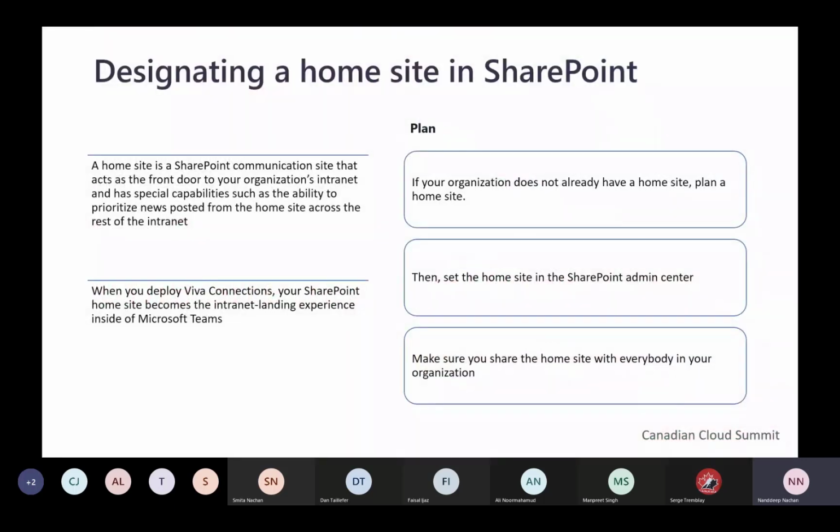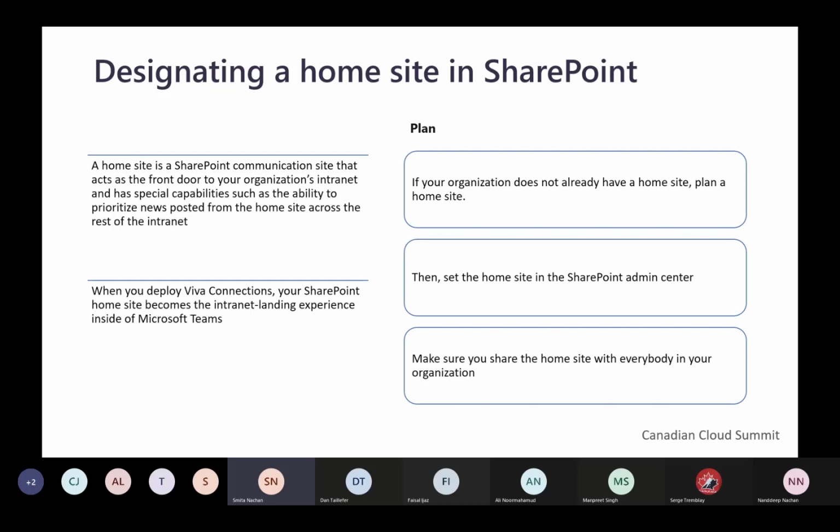Whenever you are setting up the home site, there are a few points to consider. A home site is a SharePoint communication site that acts as a front door to your organization intranet and has special capabilities, such as the ability to prioritize the news posted from the home site across the rest of the intranet. When you deploy Viva Connections, your SharePoint home site becomes the intranet landing experience inside of Microsoft Teams. You can consider using this landing template in the SharePoint Look Book to get a head start.